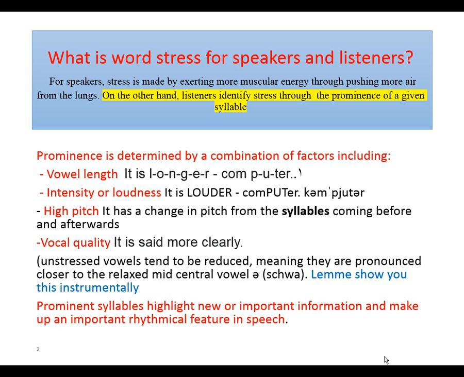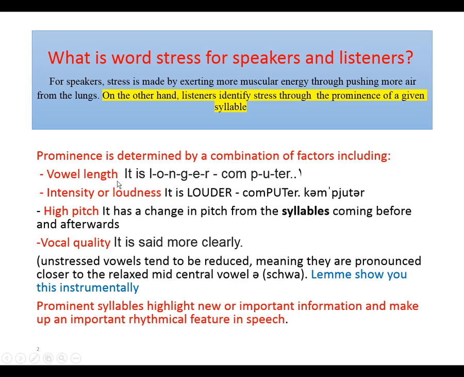As far as the listener's role is concerned, it has to do with identifying and perceiving this stress, and this is done by something called prominence. Listeners identify stressed syllables by the prominence element. If a syllable is prominent, this means that it is stressed and it is important and it gives some important meaning in the message of the utterance. Okay. So how can prominence be achieved?